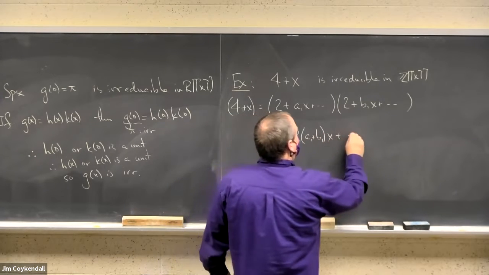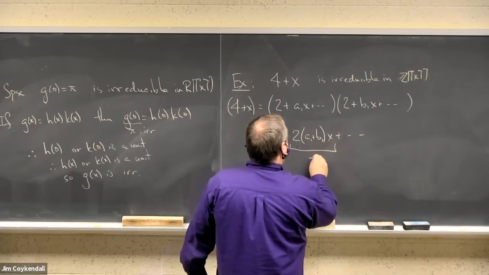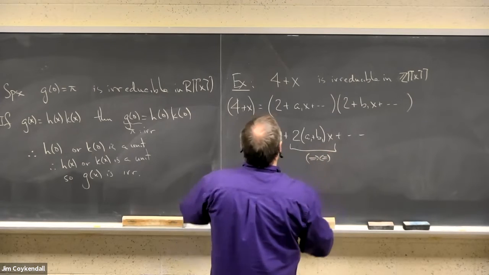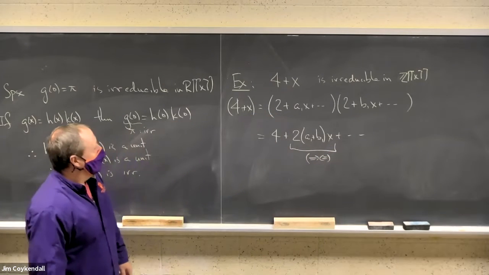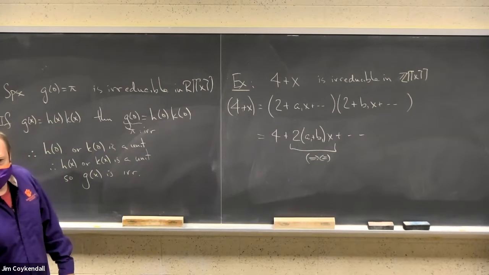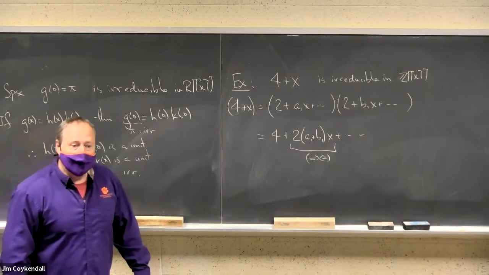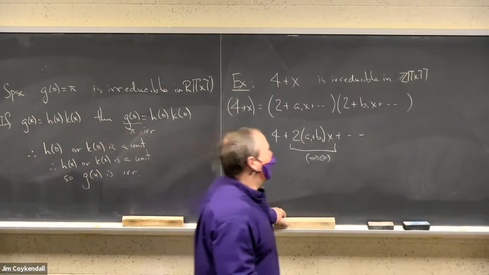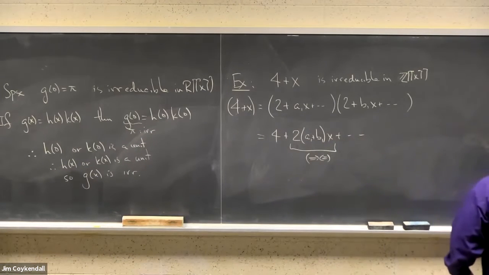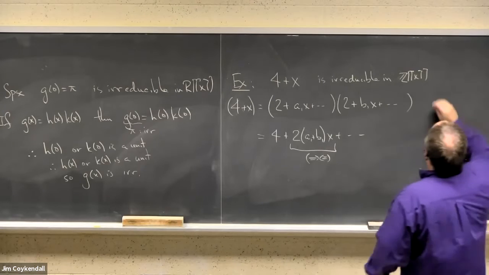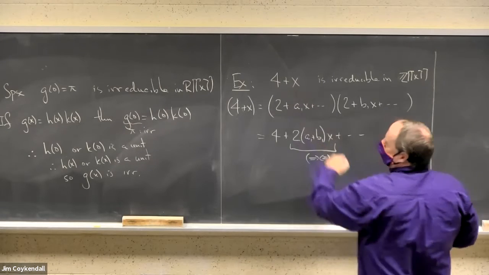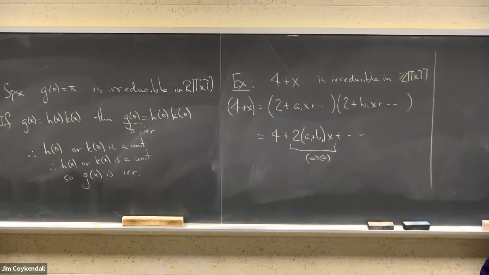And this is a contradiction, because the coefficient of x has to be 1. Right? So 4 plus x is irreducible, even though its constant term is not irreducible. On the other hand, and this is kind of weird, compared to, notice of course 4 plus x is an irreducible polynomial as an element of Z[x], right? Because it's of degree 1.